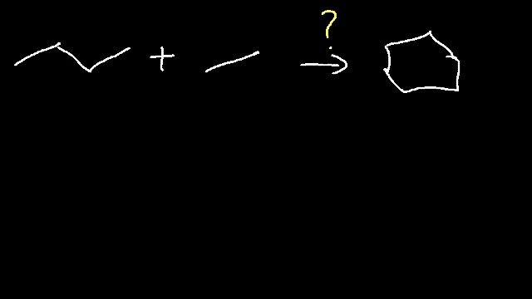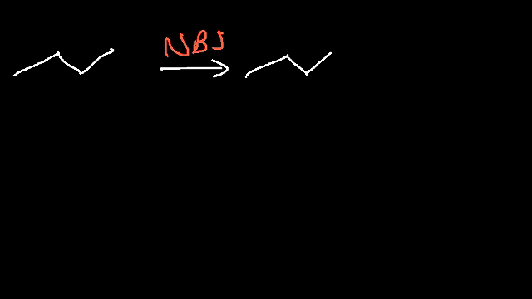So first let's clear the page. Let's start with butane. What we're going to do first is add NBS. And so we're going to replace a secondary hydrogen with a bromine atom. After that, we're going to add sodium hydroxide.